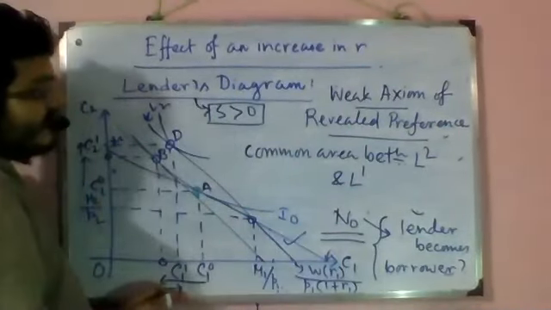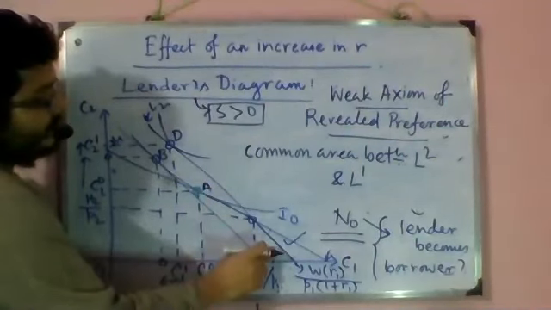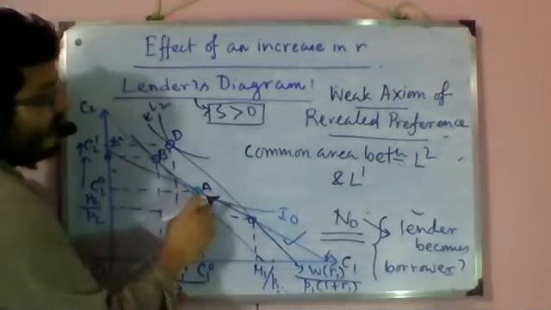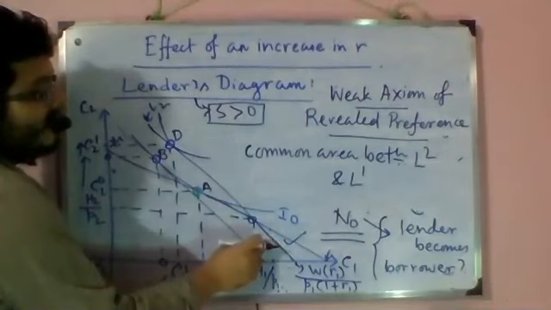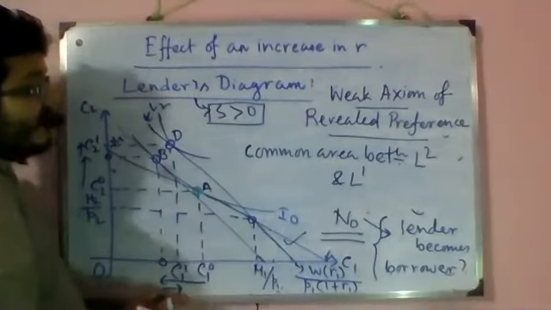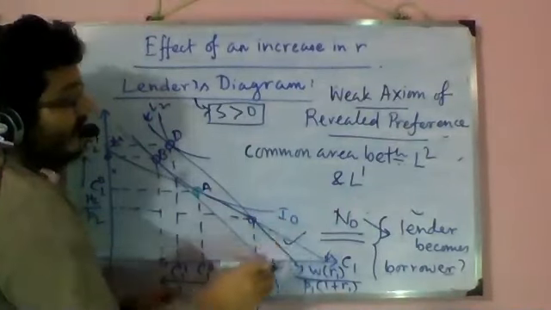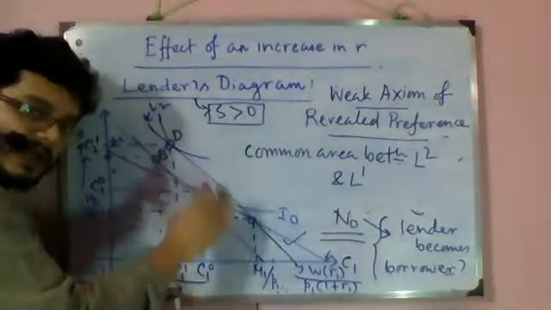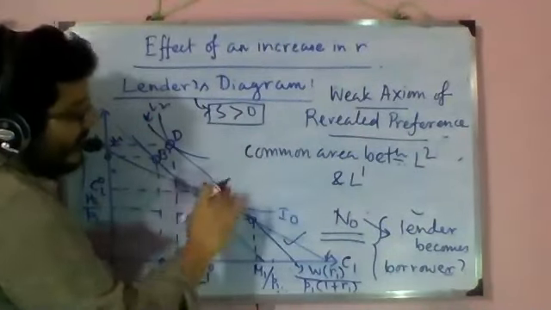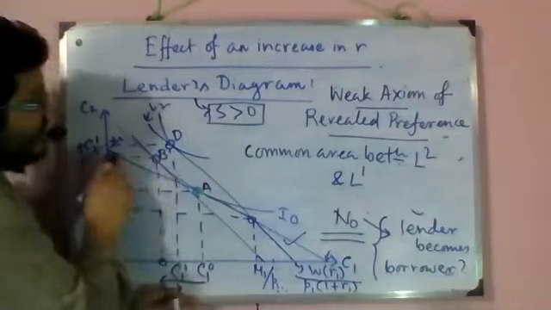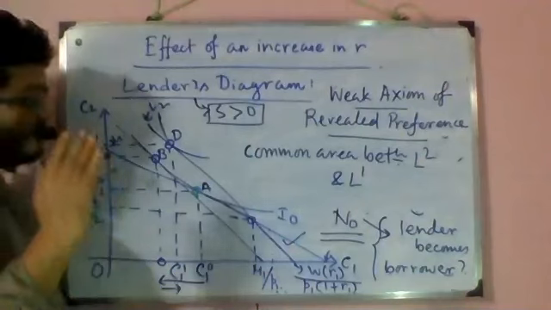Why? Because you see, with the old budget line, this area was available. And now with the new budget line, this area is unavailable. So you may think that there can be an optimum in this range, but no, that's why we are using WARP: the common area between L2 and L1 and all the area that was available during the initial time. Okay, let's apply WARP in a very systematic manner.